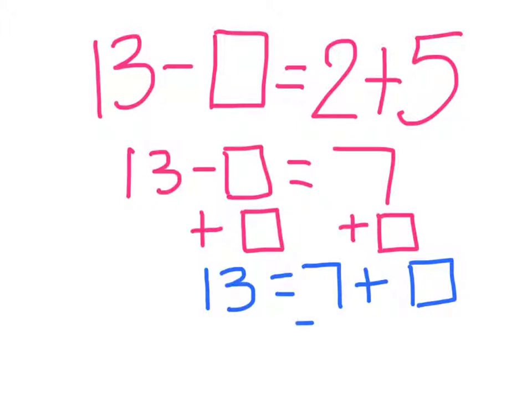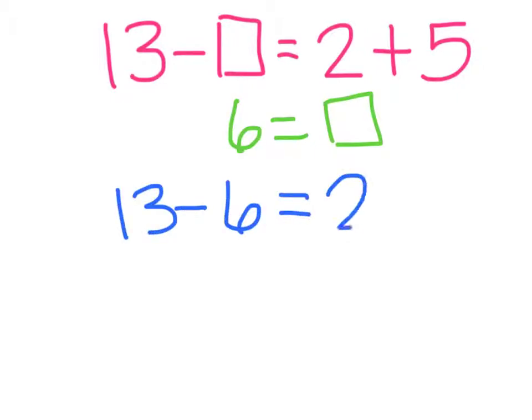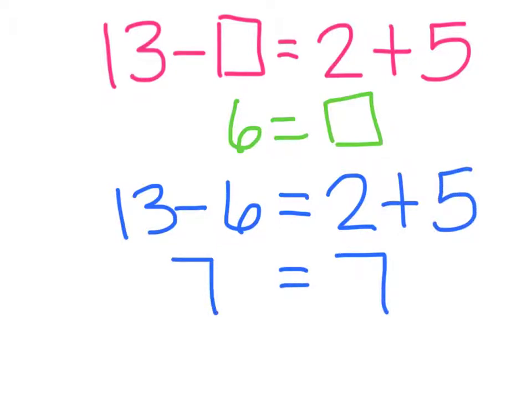Now we will subtract, and you should have 6 equals the box. But remember, you're not done yet. Let's check our work. Here's our original problem again. We are saying that 6 equals the box. Okay, remember that from the previous screen. So let's go ahead and plug it in. 13 minus 6 equals 2 plus 5. We're going to solve both sides. 7 and 7. We are good. Money sign.